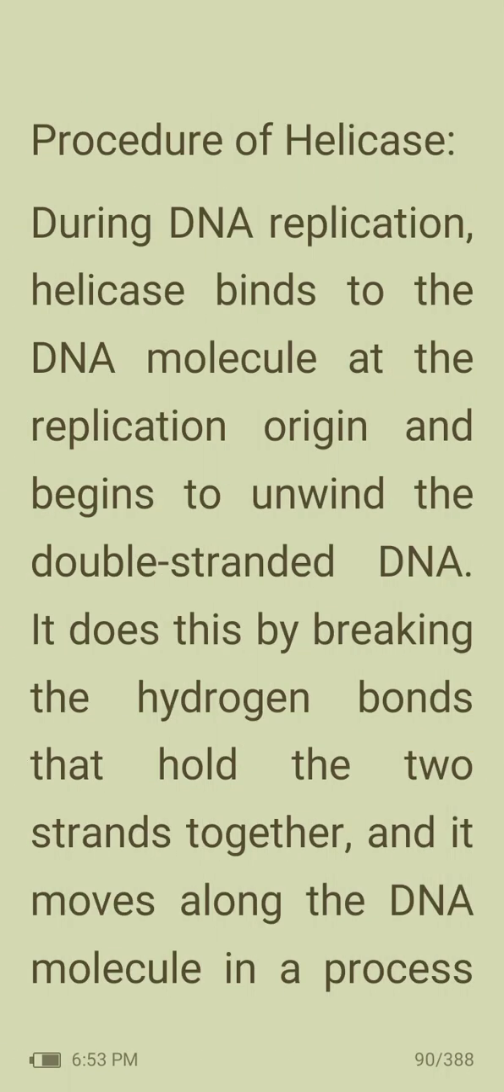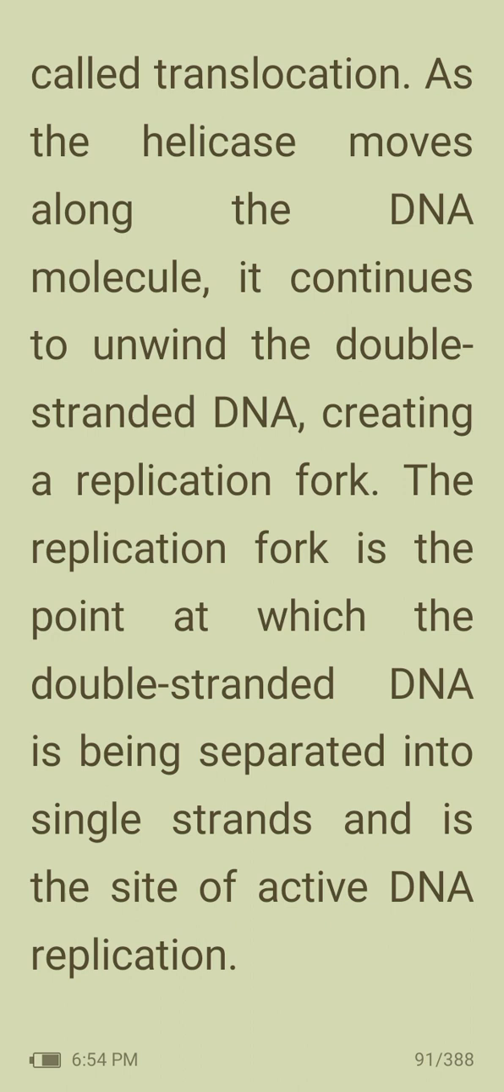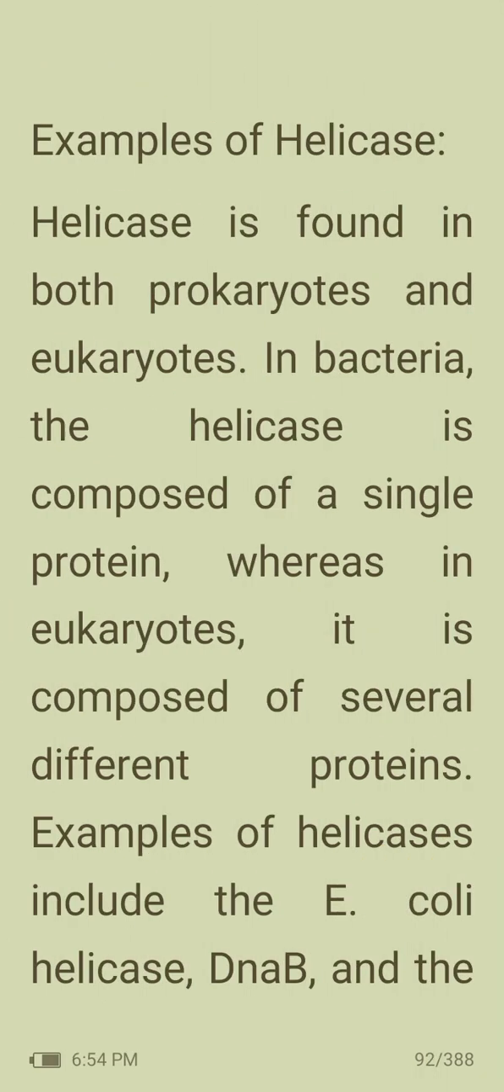Then the procedure of helicase. During DNA replication, helicase binds to the DNA molecule at the replication origin and begins to unwind the double-stranded DNA. It does this by breaking the hydrogen bonds that hold the two strands together, and it moves along the DNA molecule in a process called translocation. As the helicase moves along the DNA molecule, it continues to unwind the double-stranded DNA, creating a replication fork. The replication fork is the point at which the double-stranded DNA is being separated into single strands and is the site of active DNA replication.